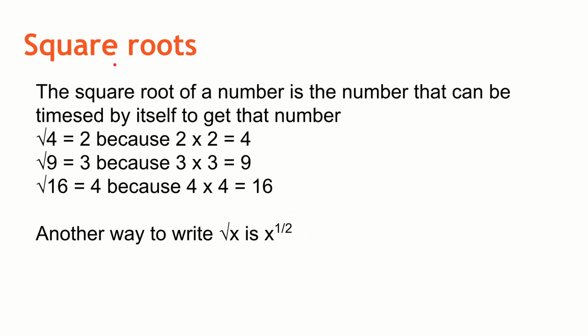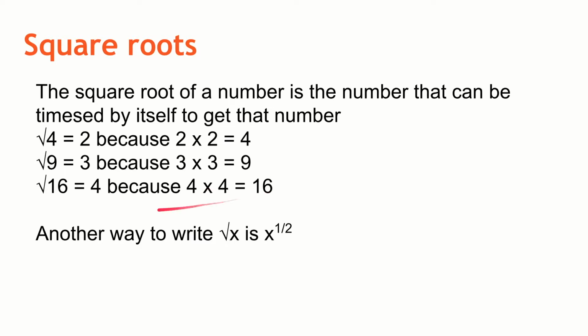Okay? Square root. The square root of a number is the number that can be times by itself to get that number. That definition sounds a little complicated, so examples are the best way. So the square root of 4 is 2, because 2 times 2 equals 4. The square root of 9 is 3, because 3 times 3 equals 9. The square root of 16 equals 4, because 4 times 4 equals 16.